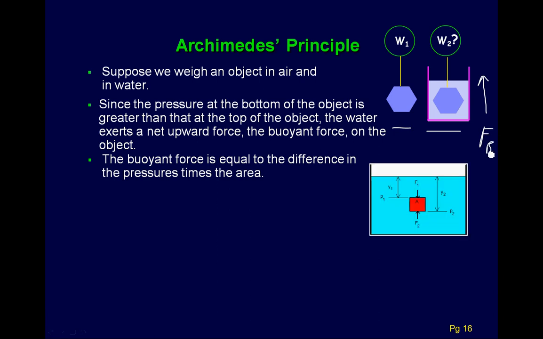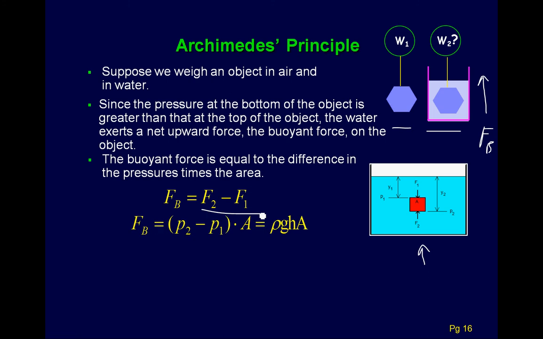And Archimedes' principle deals with this buoyant force. So now if we look at the same picture we were talking about before, let's assume that we put some kind of a block in the water this time. There'll be a force on the top, F1, and a force on the bottom, F2. The difference between these two forces is the buoyant force. Basically it's the difference between the two pressures times the area.